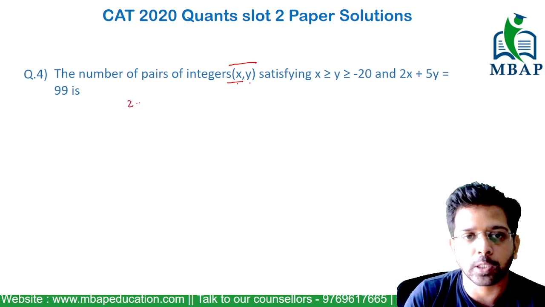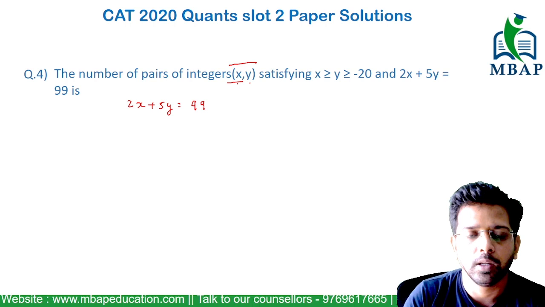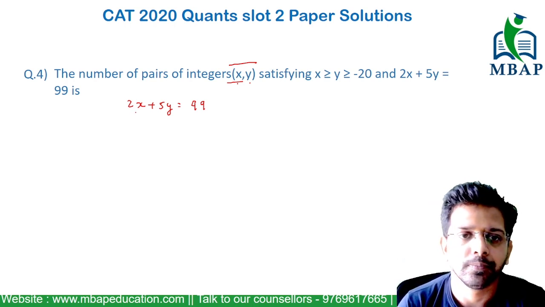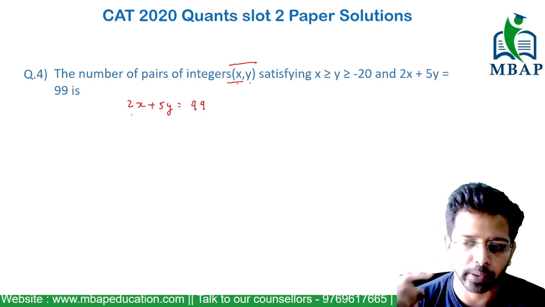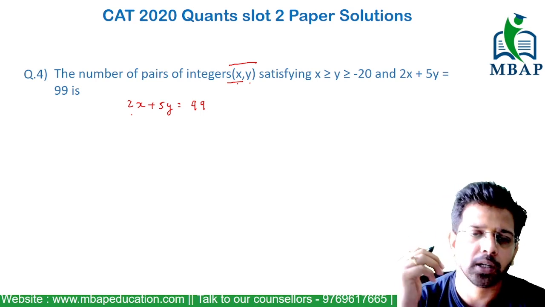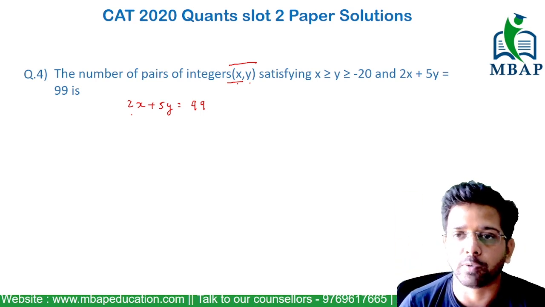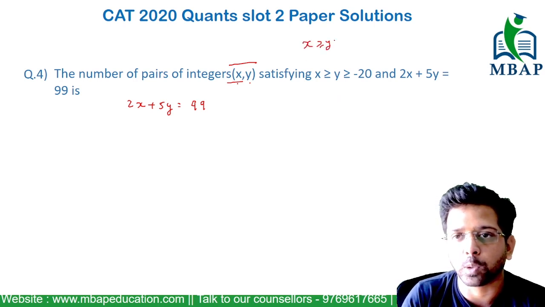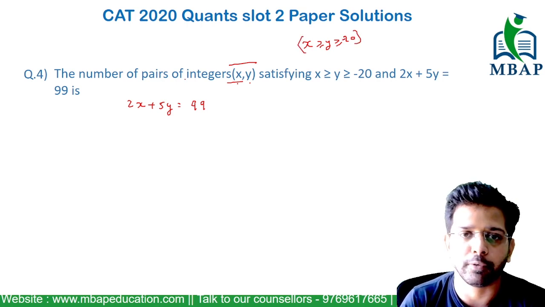The main equation in this question is basically 2x plus 5y is equal to 99. And obviously, the question is about how many such pairs are possible for this expression of x and y. It's not one solution, there are multiple solutions, and possibly many are possible. That's why they have given you a range: x is more than or equal to y, which is more than or equal to minus 20. That's the range for which we have to find out.